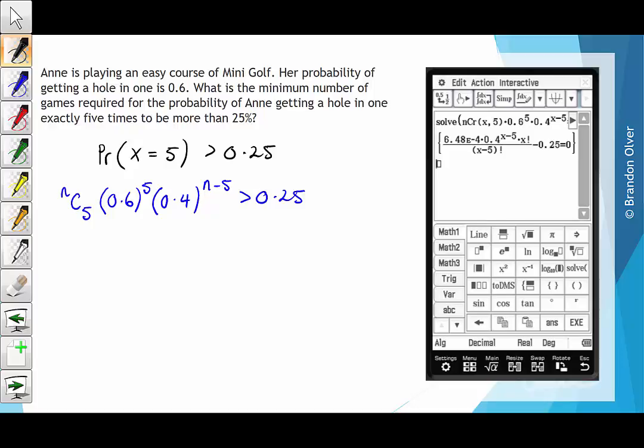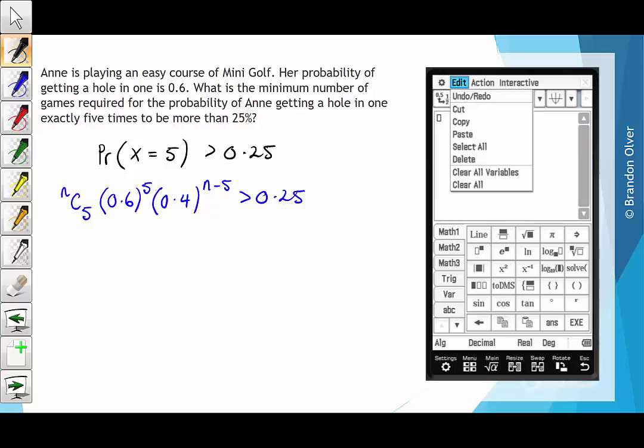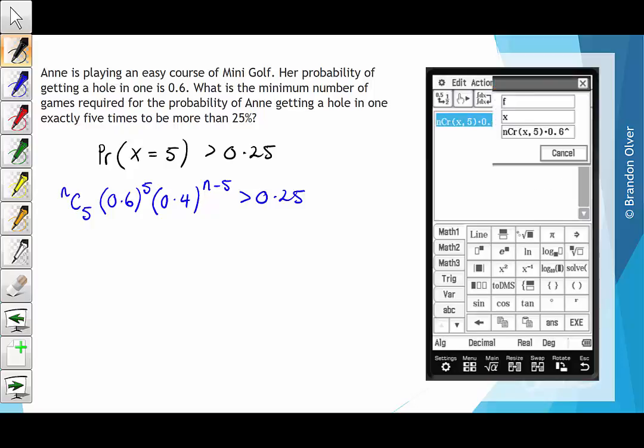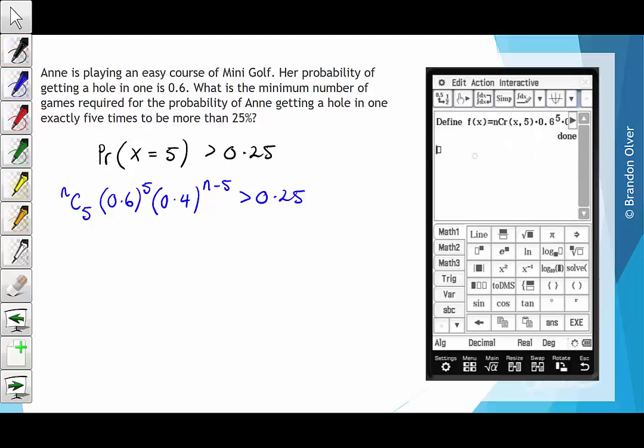So what we need to do is have a different tactic to how to approach this question. So I'm going to copy that part of the equation and just clear all of that. And what we're going to do this time is, even if we graphed it, we'd find it wouldn't work. So what we're going to do is define it. So if I paste in what we already had, I'm going to highlight that and go interactive and then define, and we're going to define it as f of x.